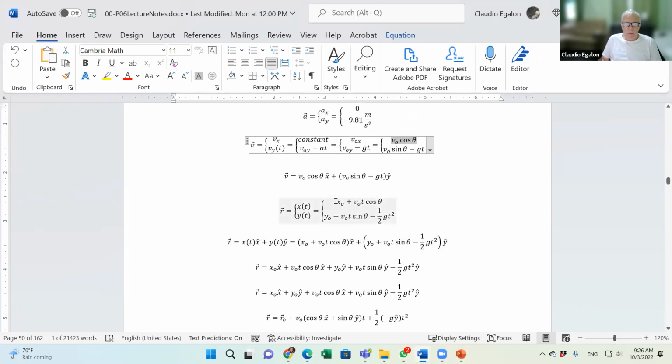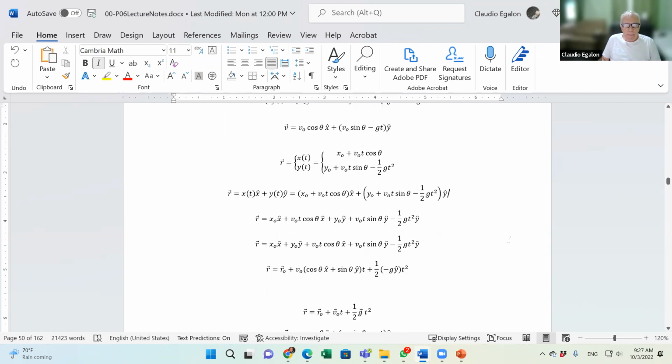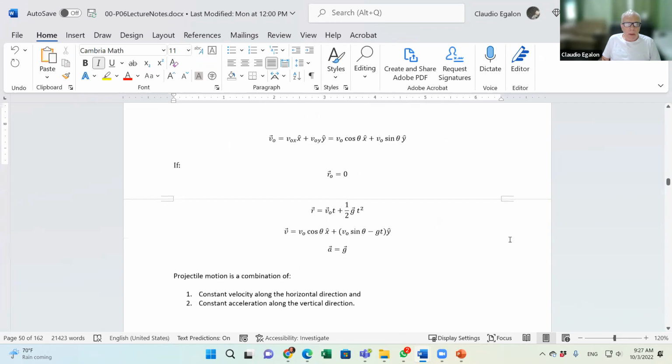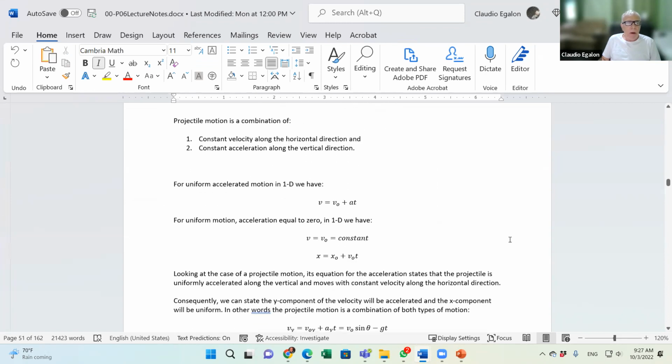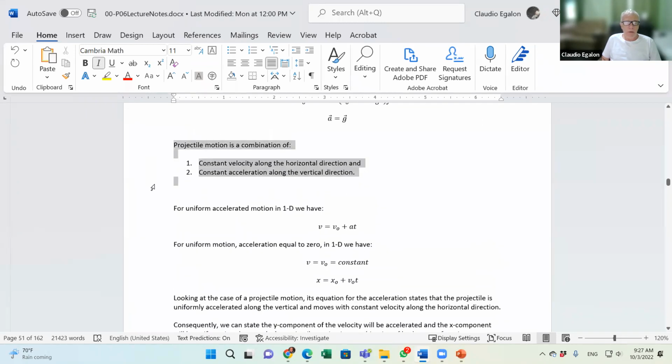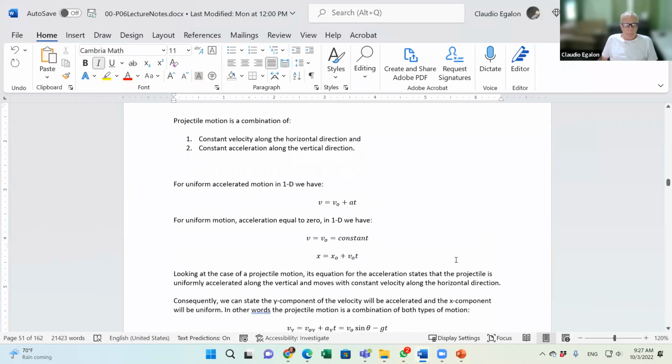And then for the position, x naught is usually 0, because we can put the projectile at the origin of the coordinate system. And y naught also is usually 0. Okay, so projectile motion is a combination of constant velocity along the horizontal direction and constant acceleration along the vertical direction. That's what you have to memorize to solve this problem.